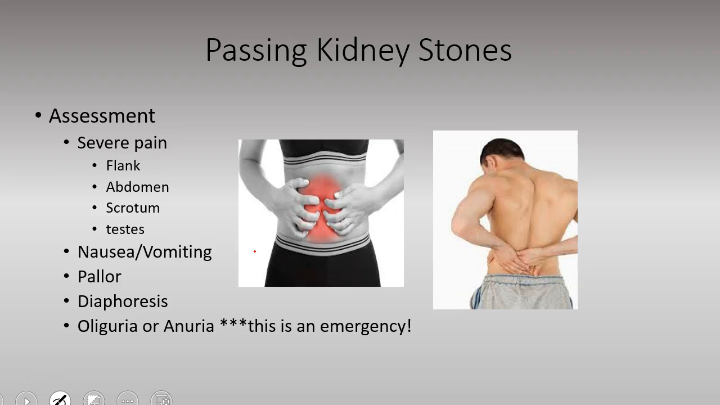If your patient becomes oliguric or anuric, this is an emergency. Basically what happens is that stone has gotten stuck somewhere between your urethra and your kidney, and the kidney, even though it's still filtering and still producing urine, is not passing. At that point, they actually have to do something to be able to get that stone out, or it will start to affect your kidneys.